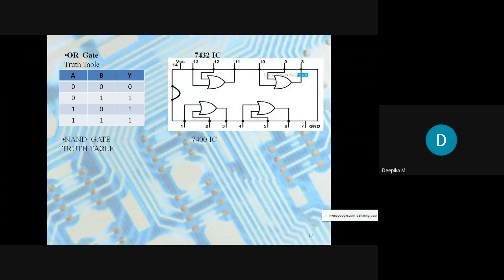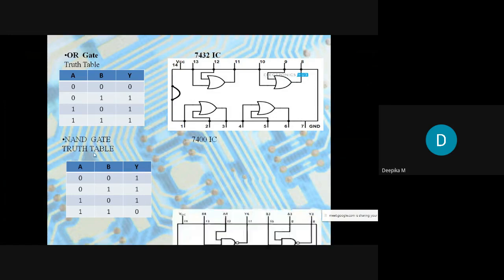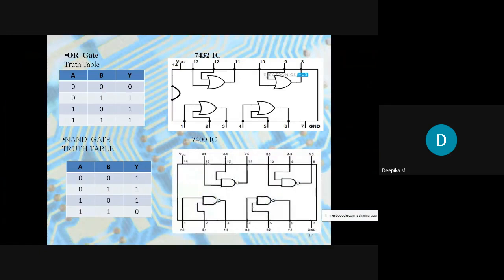The NAND gate is nothing but what? It is an AND gate followed by a NOT gate. That is the NAND gate, and its IC number is 7400. Coming to the truth table or definition of the NAND gate, if any one of the input is low, then the output is going to be high. That is nothing but the NAND gate. This is the symbol to represent the NAND gate, and 1, 2 is input and 3 is output.